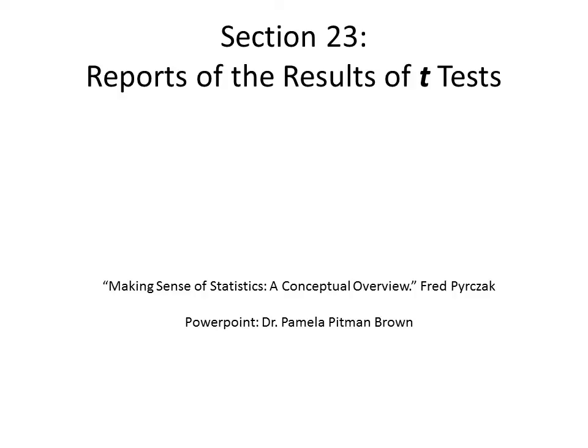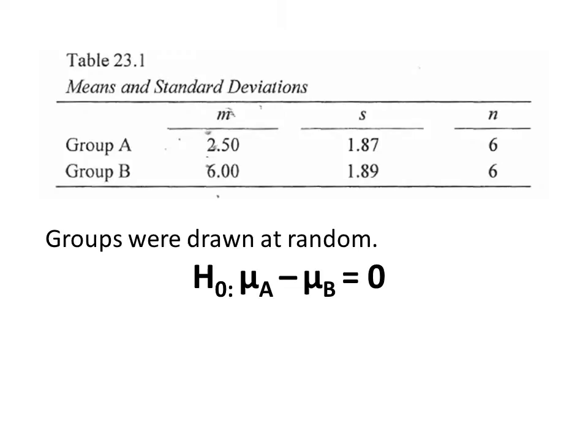This is section 23, reports of the results of t-test in Making Sense of Statistics. So when we were talking in the previous section, section 22, we were discussing the use of the t-test to test the differences between two sample means for their statistical significance.